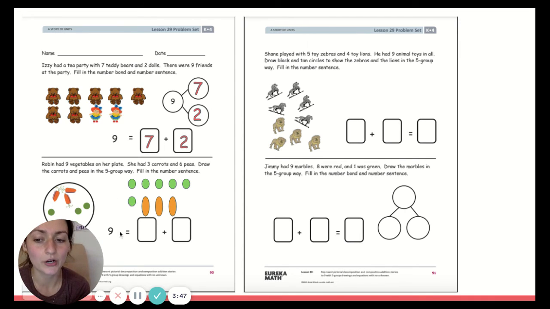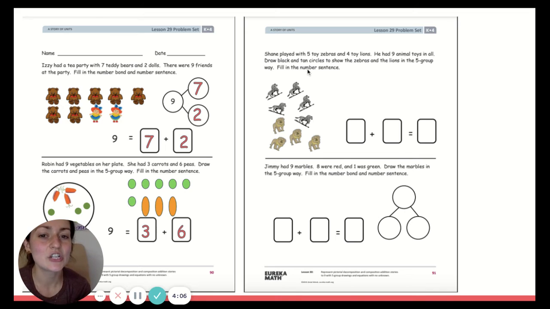So we already have our whole written here again. 9 equals, so we need to fill out how many peas are there and how many carrots are there. There are 3 carrots and there are 6 peas. Piece of cake. I'll read the next problem for you, but you're going to do it on your own.